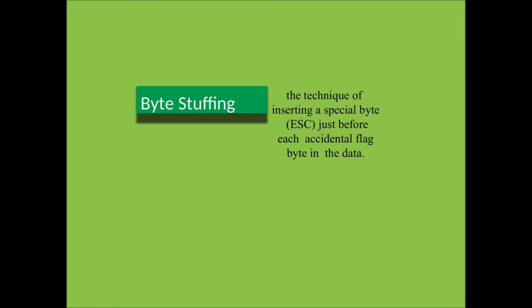The technique of inserting a special byte just before each accidental flag byte in the data is called byte stuffing. We have discussed in detail that the byte stuffing mechanism is used when the frame and the flag are the same. To differentiate between frame and flag, we insert a special escape byte, and this is called byte stuffing.